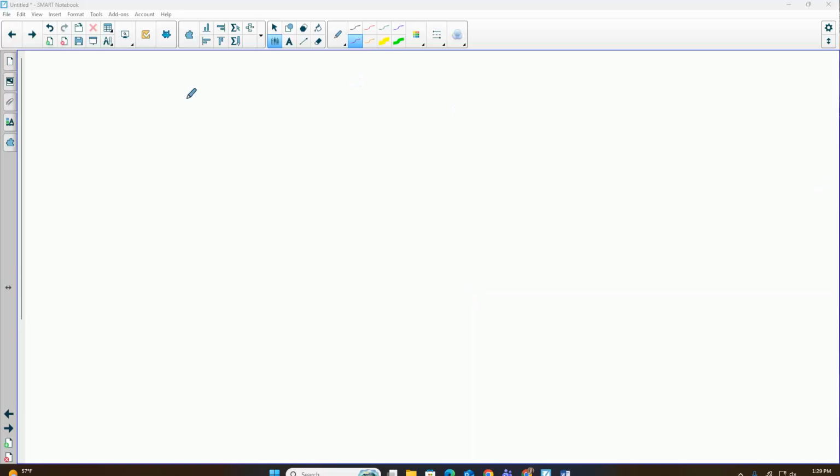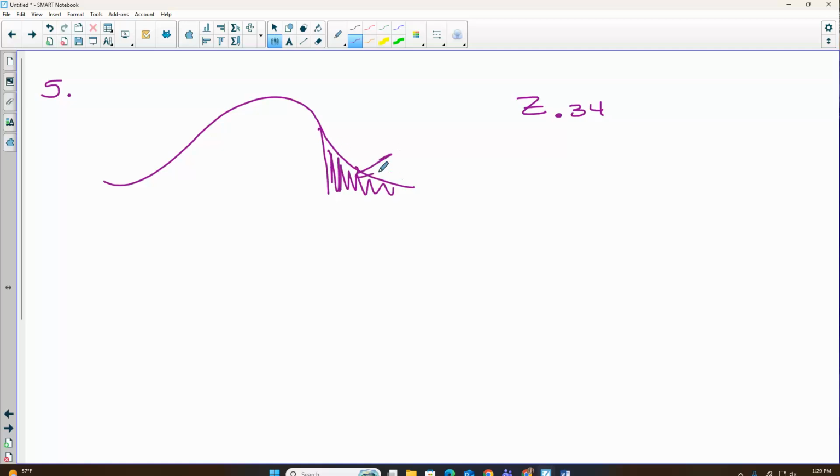Number 5, we have that Z alpha question. There will probably be one of these on your test, and I'm really just wanting to see if you understand what that means. When it says Z alpha, that 0.34 is area to the right. So it's saying 34% of the area is to the right. You have to find the Z value that it corresponds to. So that's your picture, the normal curve with that area to the right shaded.